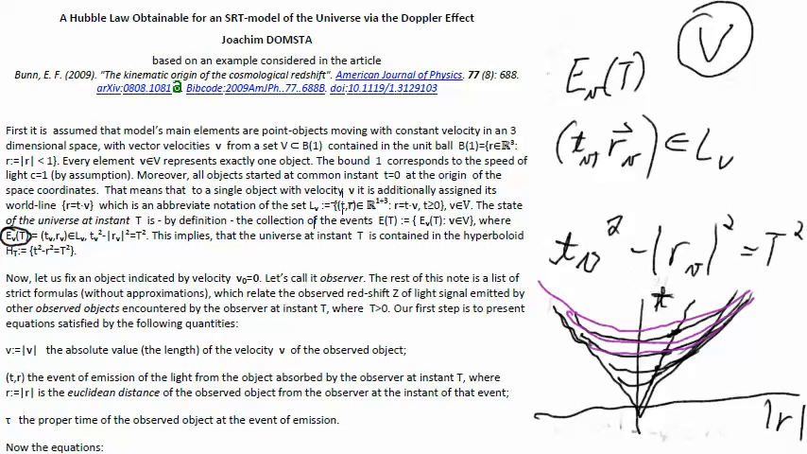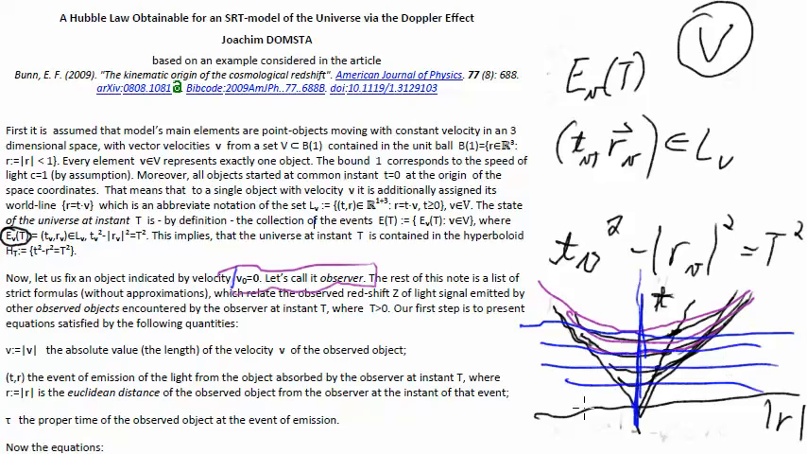We need a name for that t. Actually, let's jump ahead a little bit so we can name it. We fix an object indicated by the velocity 0, 0, 0. That is this observer right here. So little t is observer coordinate time. He's the stationary observer.